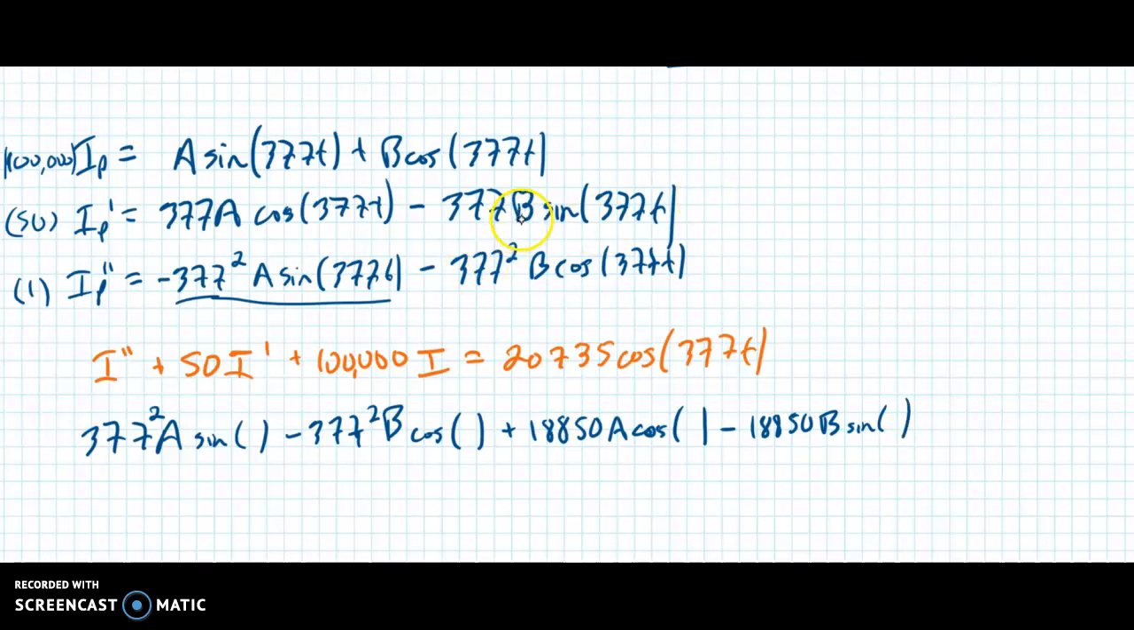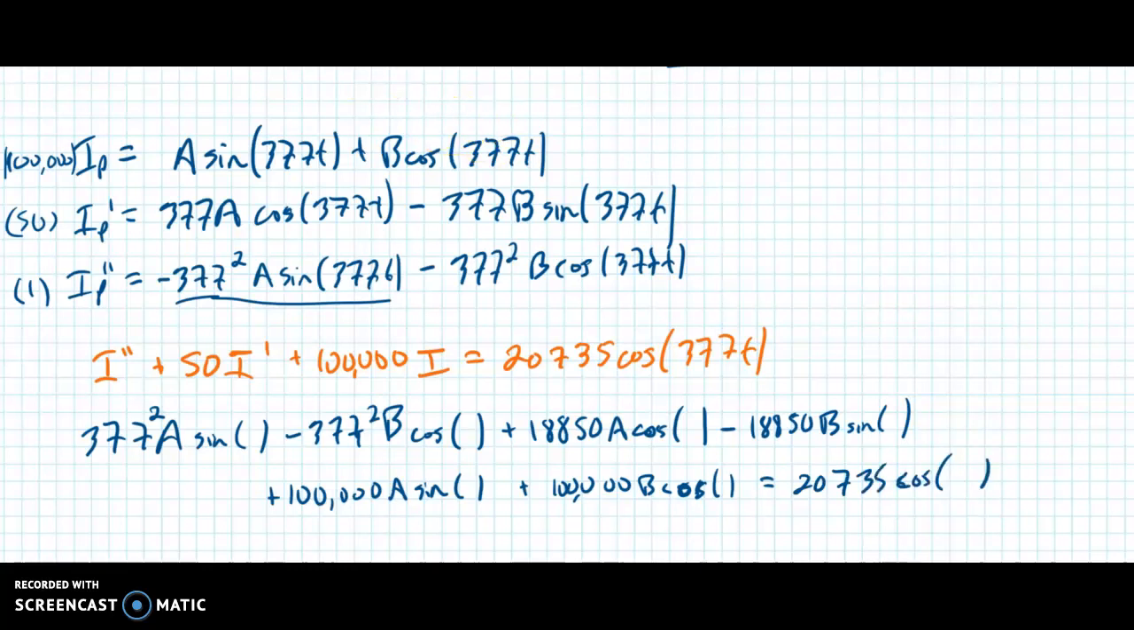plus, and then this one's easy because it's just 100,000 times each of those. So 10 to the 5th A sine of, and then plus 100,000 B cosine of. And then that is equal to 20735 cosine of, like that.